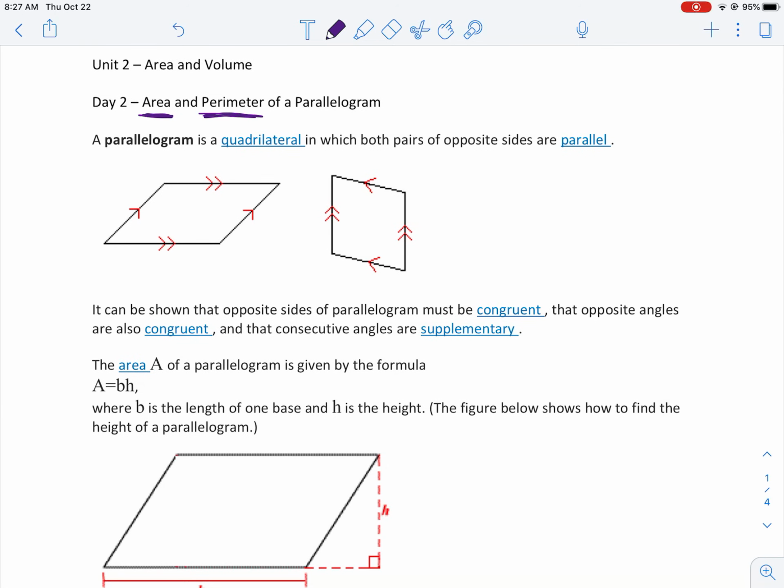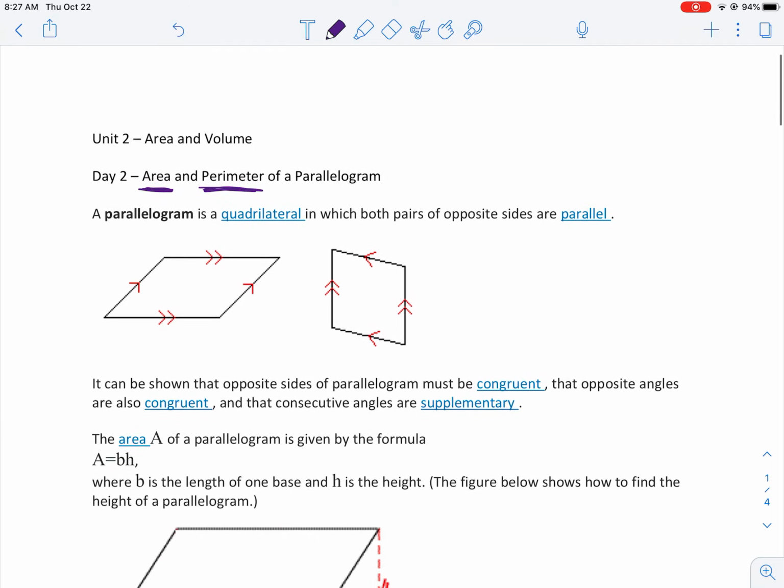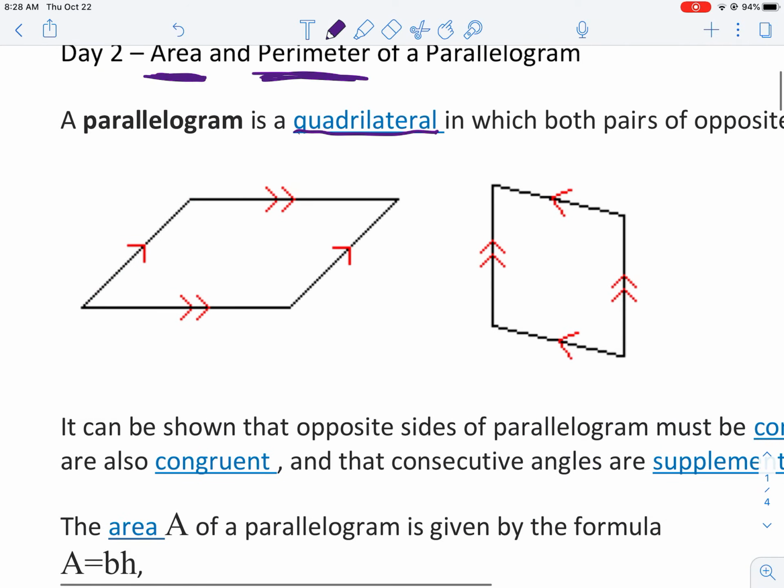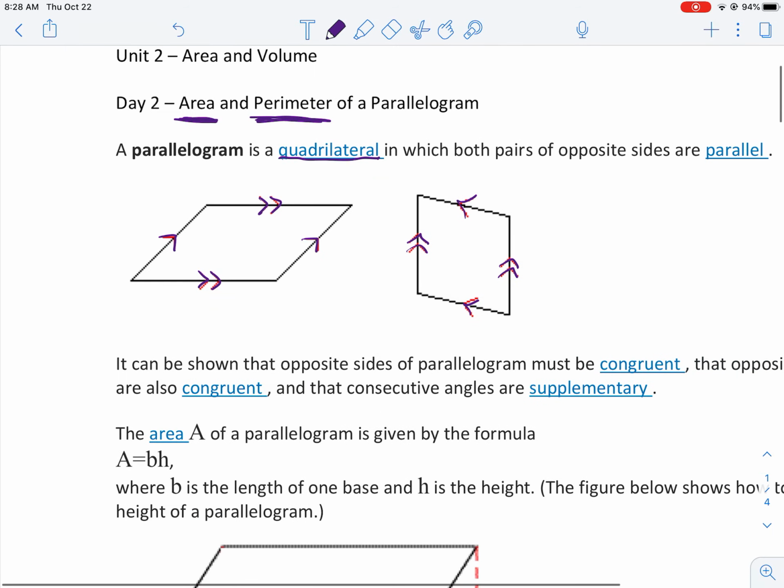So first, let's talk about some important things to know about parallelograms. First important thing to know is, what is a parallelogram? Well, it's a quadrilateral, which means it has four sides, in which both pairs of opposite sides are parallel. Which means, if you look in this picture here, I see two arrows over here, two arrows on that side, which means those two sides are parallel. I see one arrow over here, one on the other side, which lets me know those two sides are parallel. And same thing in this frame over here. It says both pairs of opposite sides are parallel.